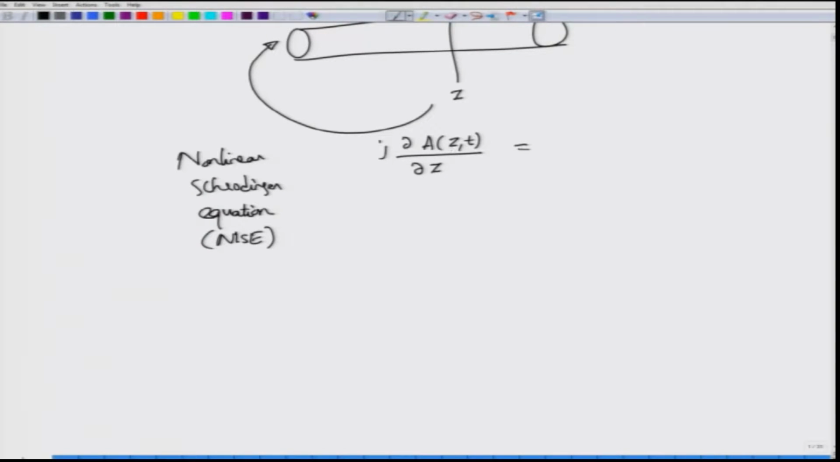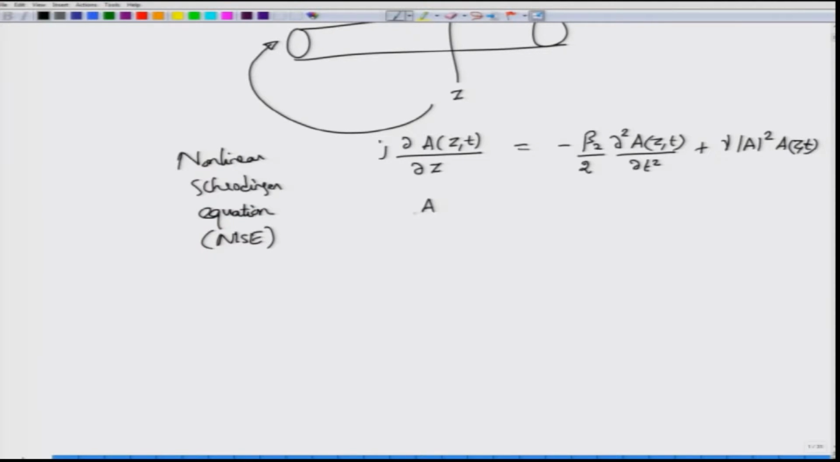of z and time, and this is given by j del A of z,t by del z, that must be equal to minus beta 2 by 2. I will explain these terms shortly, del square A of z,t divided by del t square plus gamma magnitude A square times A of z,t.